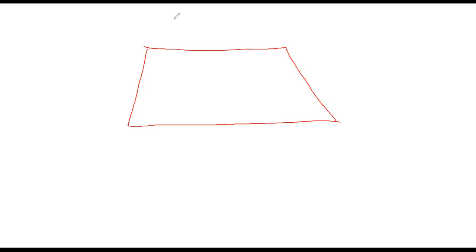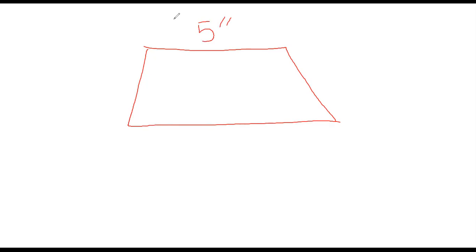So trapezoid is a figure. I'm just going to write how you can calculate this one. First of all, I am just going to draw this one. This is the trapezoid, and this length is 5 inches.